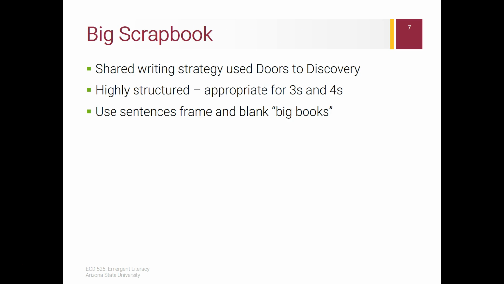Now, we're going to look at 3 examples of shared writing strategy. The first example is called the Big Scrapbook. This is a shared writing strategy used in the early literacy curriculum Doors to Discovery, which was published by McGraw-Hill. It's a highly structured strategy that's appropriate for beginning readers and writers who are 3 or 4 years old. The strategy uses sentence frames and blank big books.